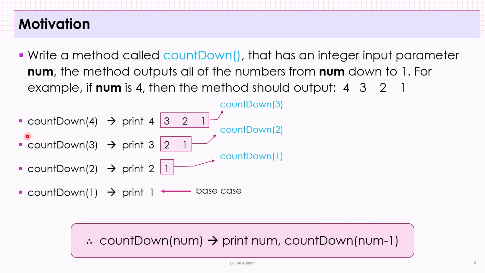And this is what we have seen in each case: for countdown for any number, it is calling countdown with 1 less than this number. So after splitting the main task of the method with the input parameter num into successive subtasks using the same method but with a smaller input parameter num minus 1, and also after identifying the stopping condition or the base case, the question is how to implement the recursive body of the method.